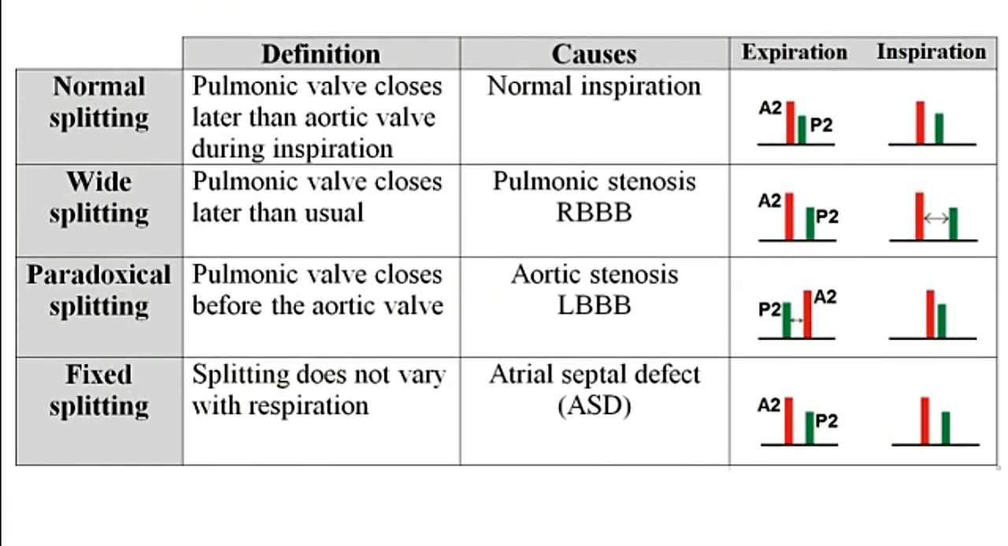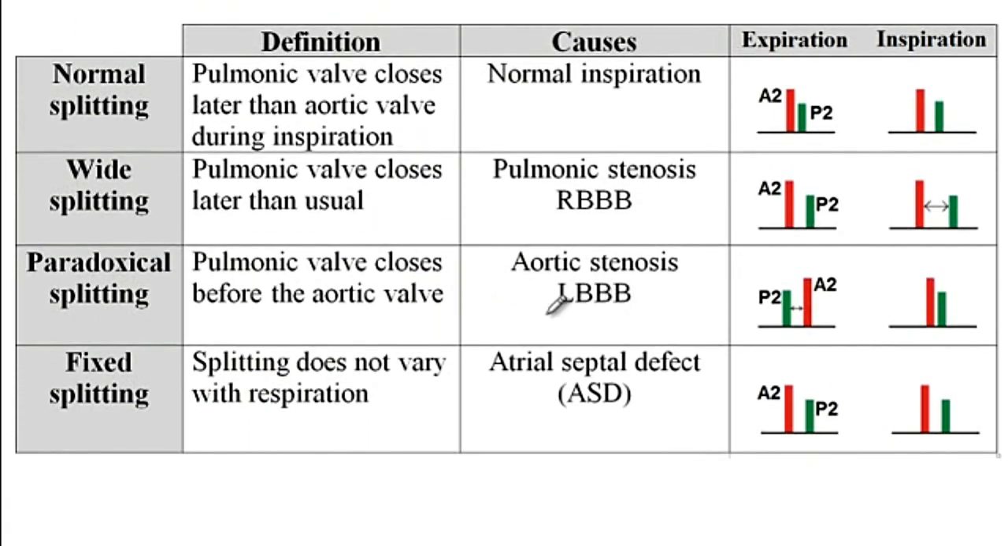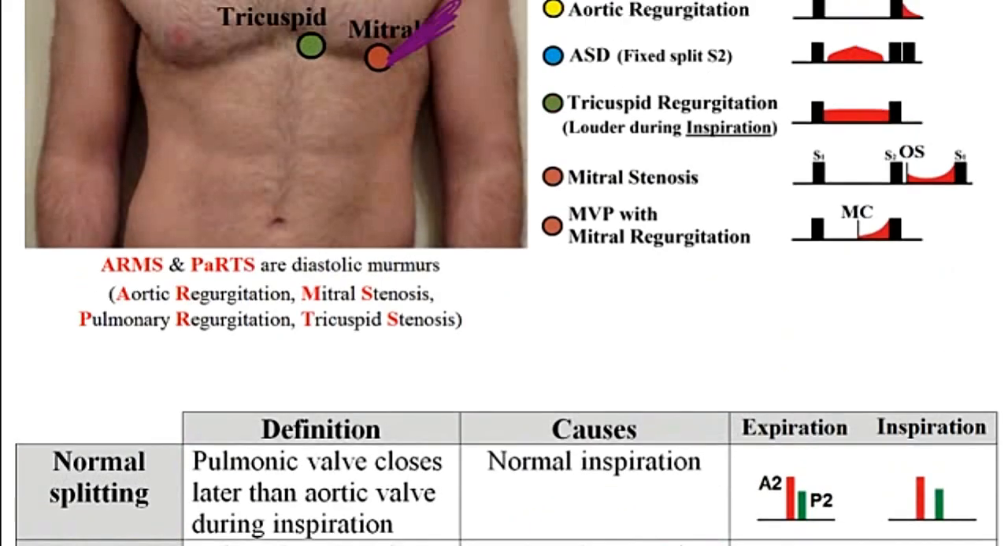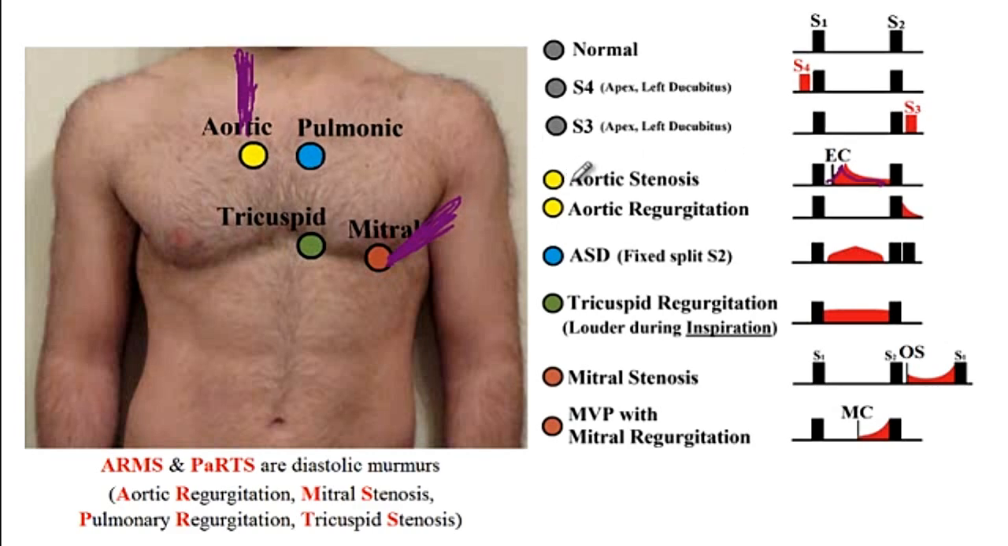So left bundle branch block as well as aortic stenosis are associated with paradoxical splitting, because instead of increasing the distance between A2 and P2 with inspiration, there would actually be a decrease in their distance, and therefore it's referred to as paradoxical splitting. And so here is an example of the heart murmur for aortic stenosis.